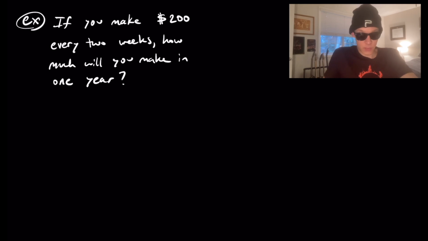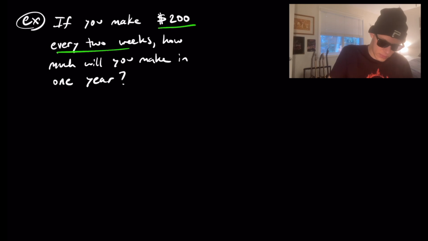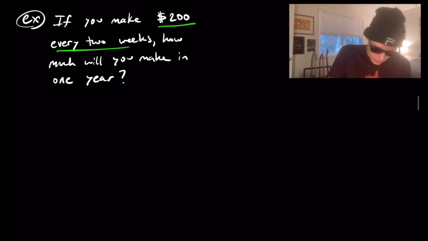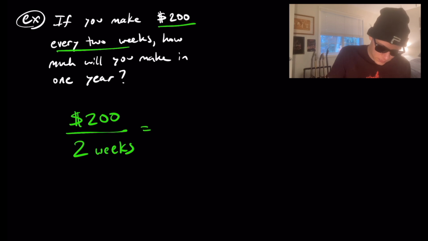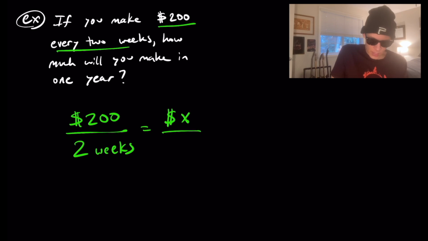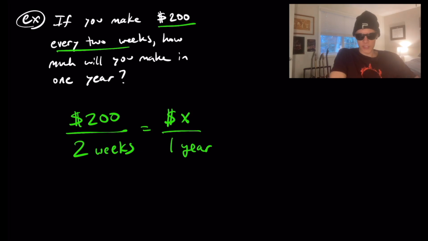Okay, next up, if you make $200 every 2 weeks, how much will you make in 1 year? So there's our first ratio here, $200 every 2 weeks. So we'll have $200 per 2 weeks. And the next ratio is in that next part of the question, which is how much will you make? So that's the unknown. We don't know how much money we're going to make in 1 year. So there is our proportion setup.